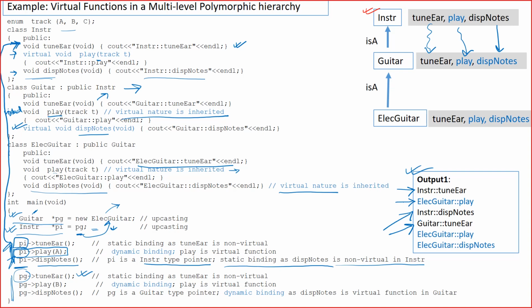Now for B, what is PG pointing to? PG is pointing to electric guitar, and play is virtual, so PG electric guitar play will be called. These two are the same, because in the hierarchy this play function is virtual throughout. Whether it is PG or PI, both are representing this electric guitar.